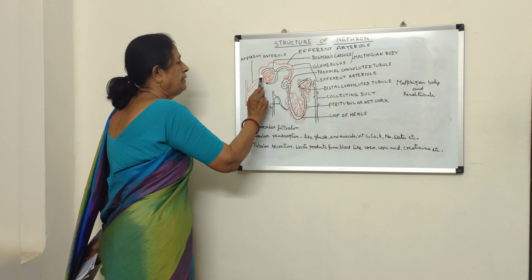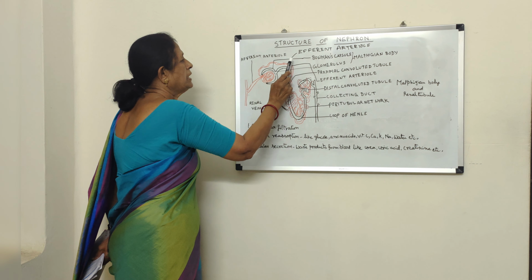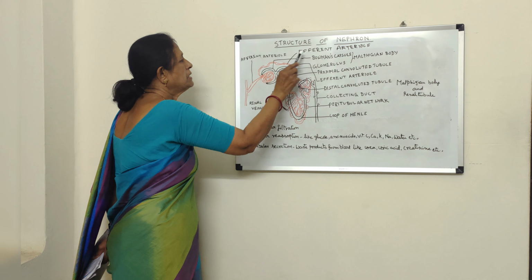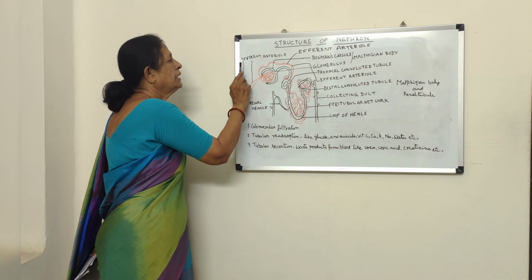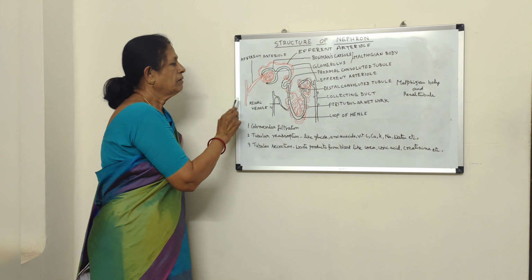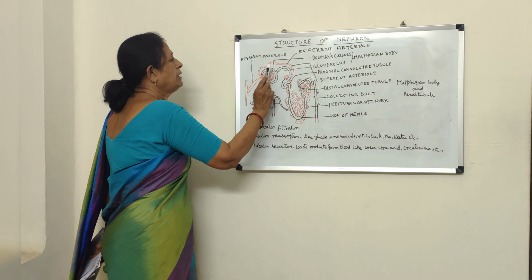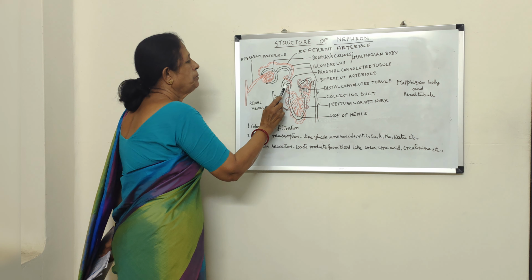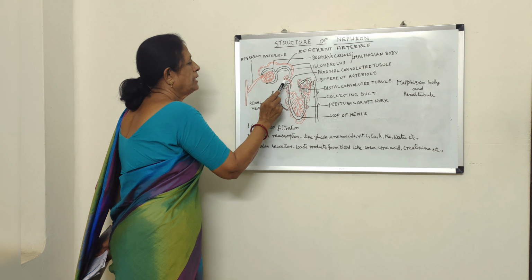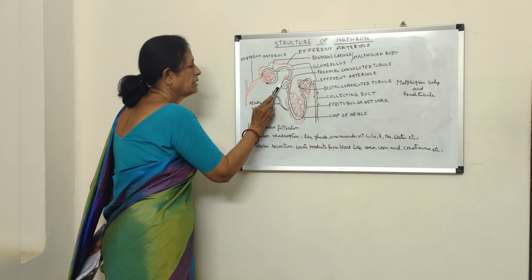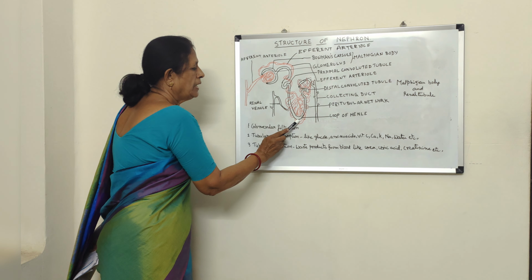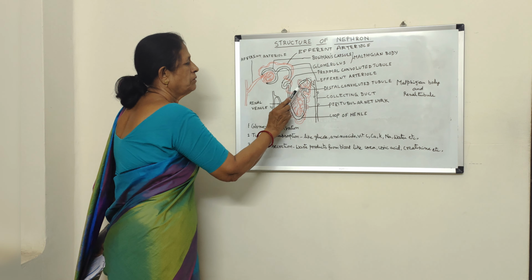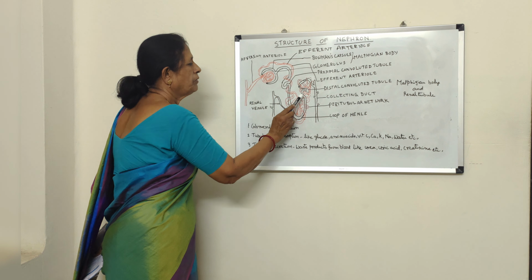After filtration, the efferent arteriole, efferent means outgoing. Afferent arteriole means incoming. Efferent arteriole goes out. And from the Bowman's capsule, the renal tubule is formed. The renal tubule has mainly three parts: proximal convoluted tubule, Henle's loop, and distal convoluted tubule. It is in the shape of a U.